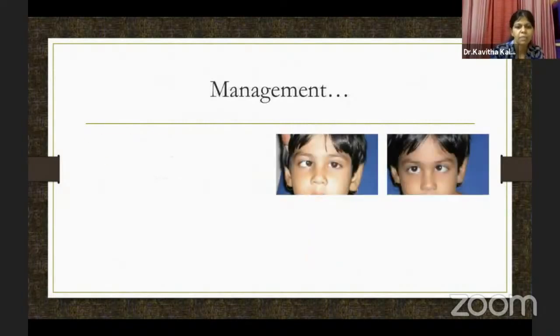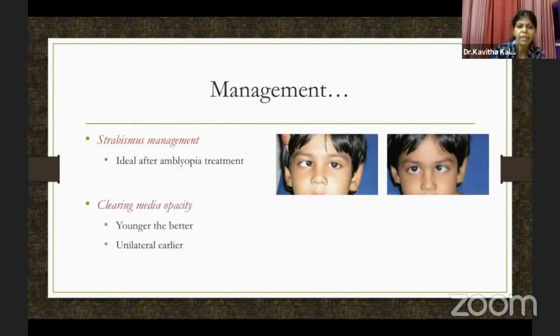In strabismus management, ideally, you have to manage the strabismus only after amblyopia treatment and clearing media opacity. The younger the age, the earlier the management, and unilateral cases are like an emergency. So once we clear the media opacity, the amblyopia management should start immediately.